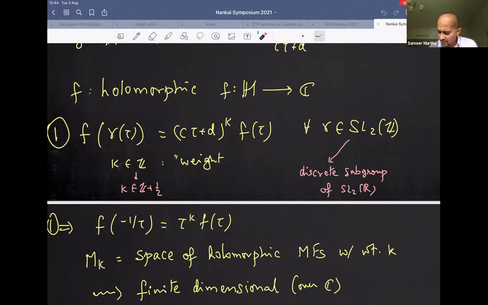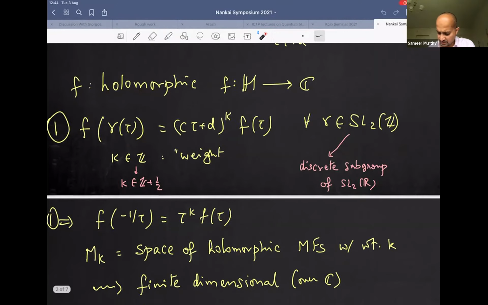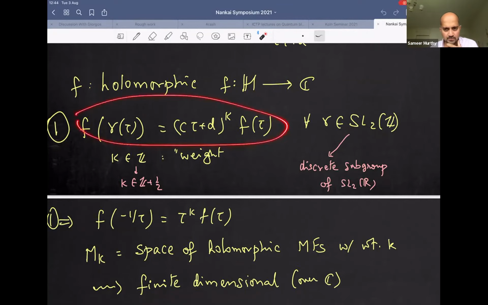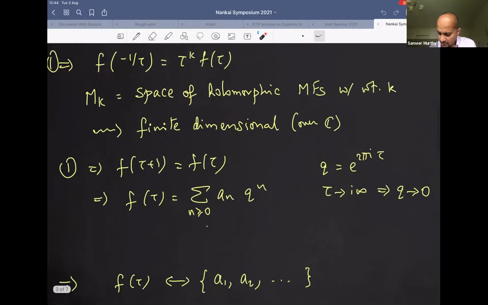In fact, this symmetry is so restrictive that the space of modular forms with a given weight k is actually finite dimensional. So there are very, very few functions which obey this property. The fact that this is finite dimensional, you'll see how powerful it is in a minute.